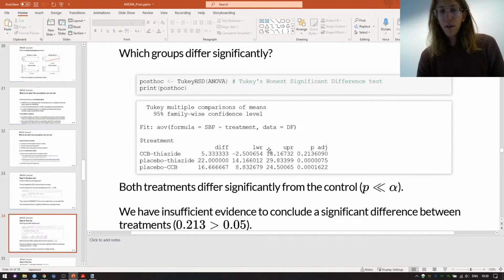And because 0 is between -2.5 and 13.16, we get a p-value that is above 0.05. And for the placebo-thiazide and placebo-CCB groups, we do see that both the confidence intervals don't include 0, and therefore we get p-values that are both below alpha.